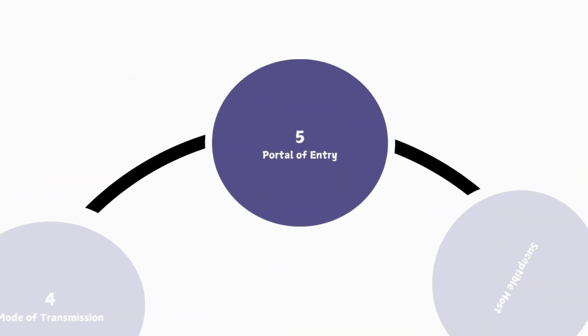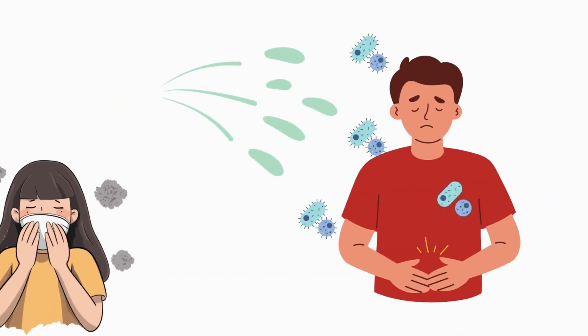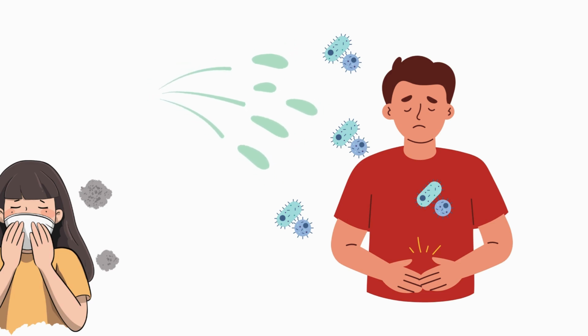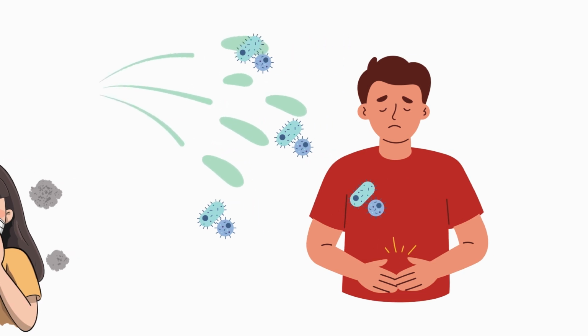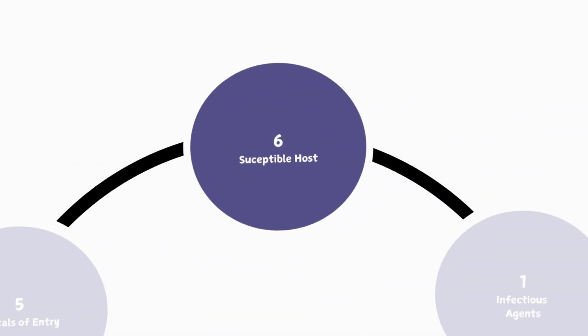The fifth step in the cycle is the portal of entry, which is how the infectious agent enters the next person's body. In this case, the bacteria that left Betty's body can now enter our second patient, George, as shown here. Finally, the patient must be a susceptible host for the infection to take hold.